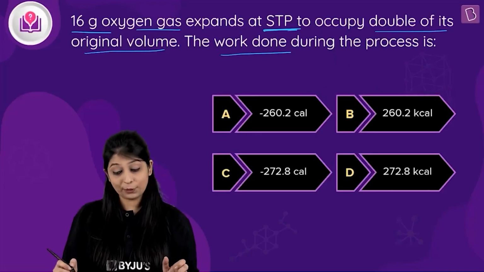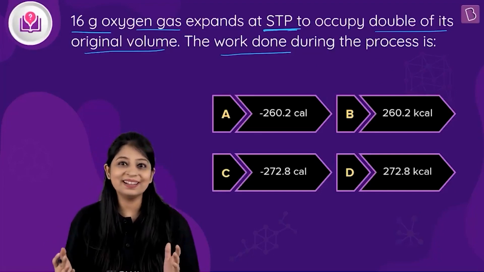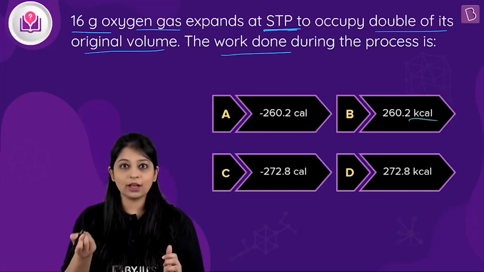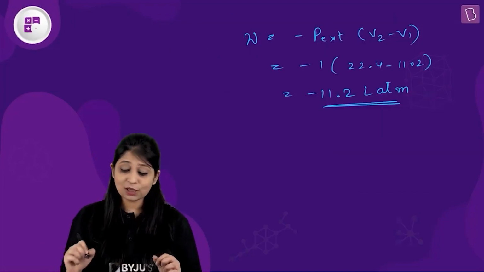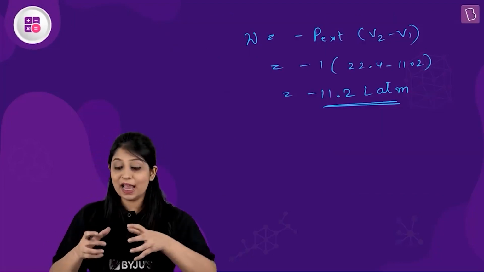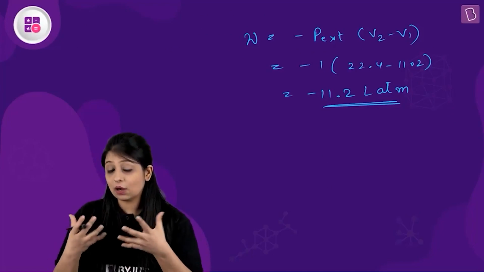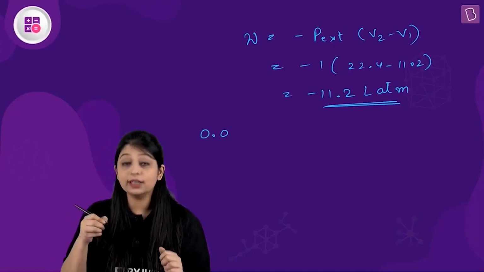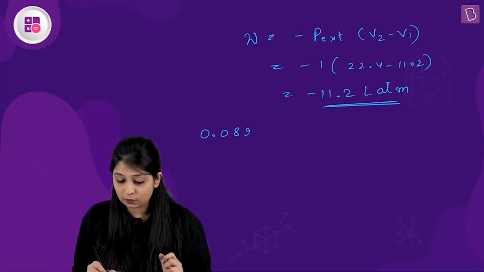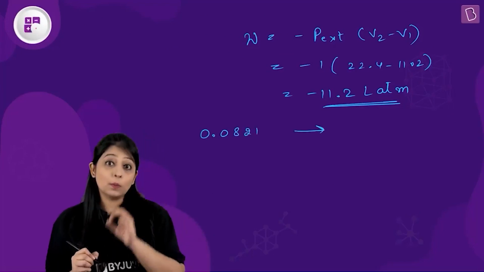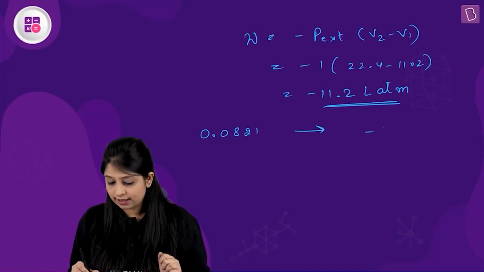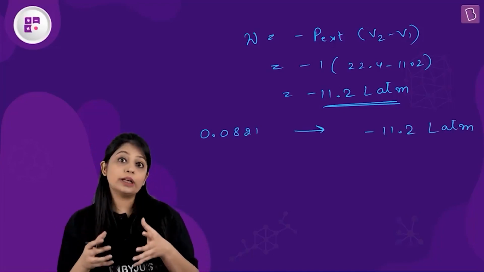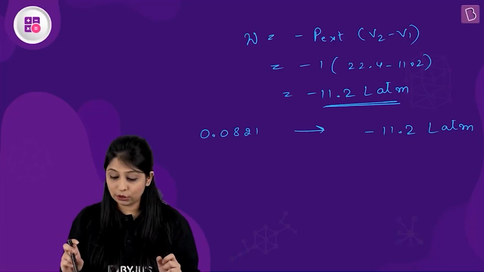Oh, wow. So the options are not in liter atmosphere. The options are in calories, or you can see kilocalories here. So what do we do now? Well, it's very obvious that for the R value of 0.0821, you get work in liter atmosphere, that is minus 11.2. However, if you want the work in calories, what do we do?